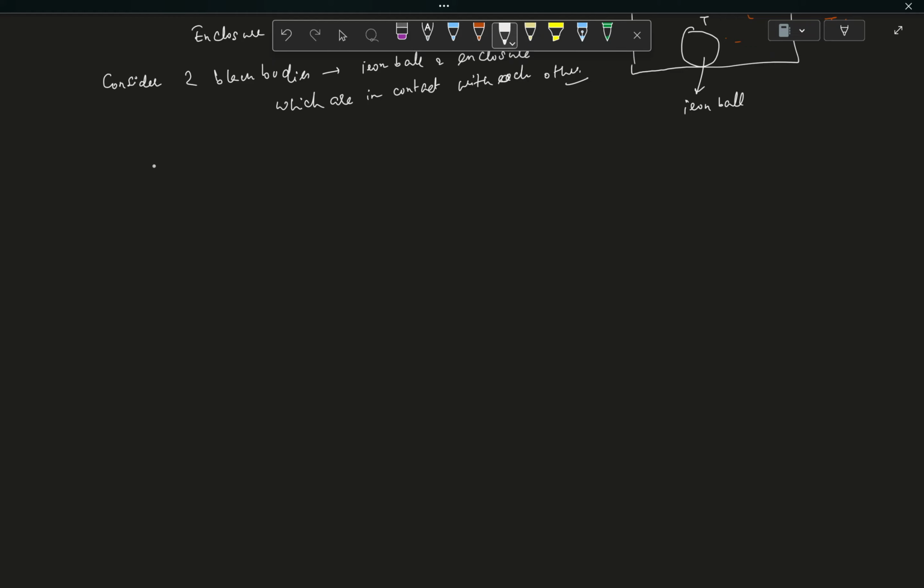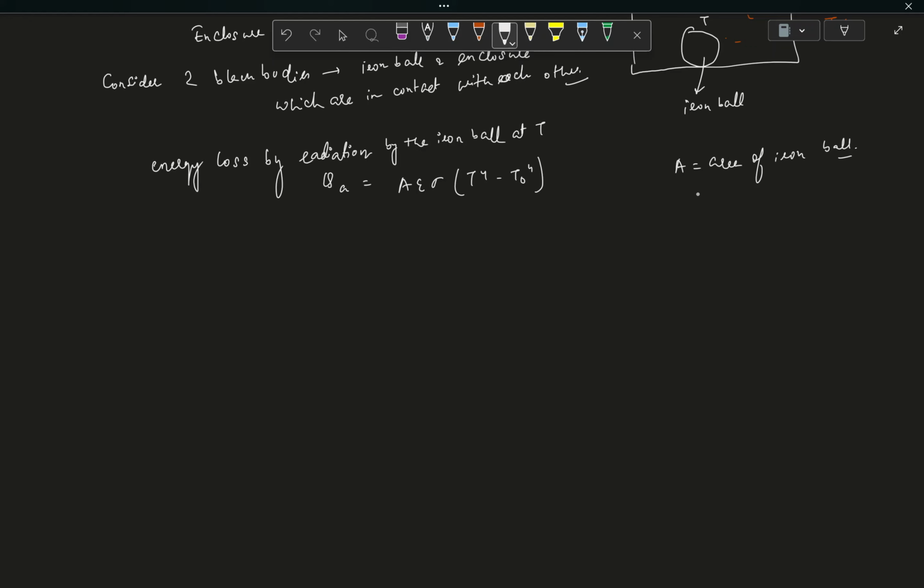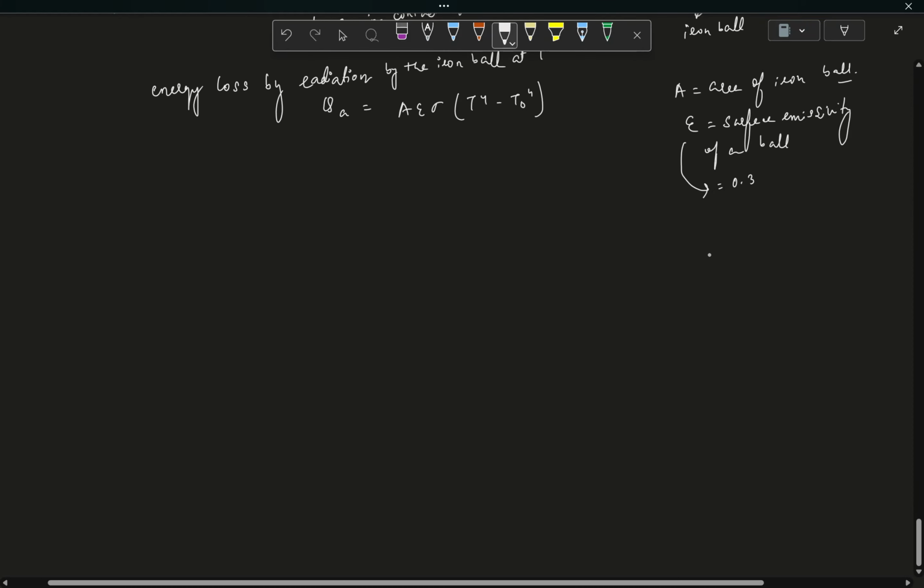So in such cases, if the temperatures are different, then the energy loss by radiation is taken as Q_A is equal to A epsilon sigma (T to the power 4 minus T naught to the power of 4), where A is the surface area of the iron ball and epsilon is the surface emissivity. So here you can now compile everything and get Q_A.